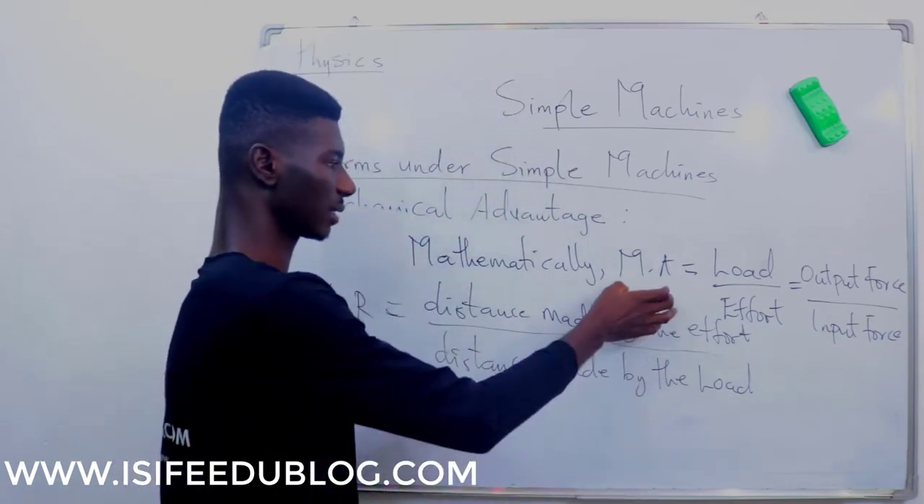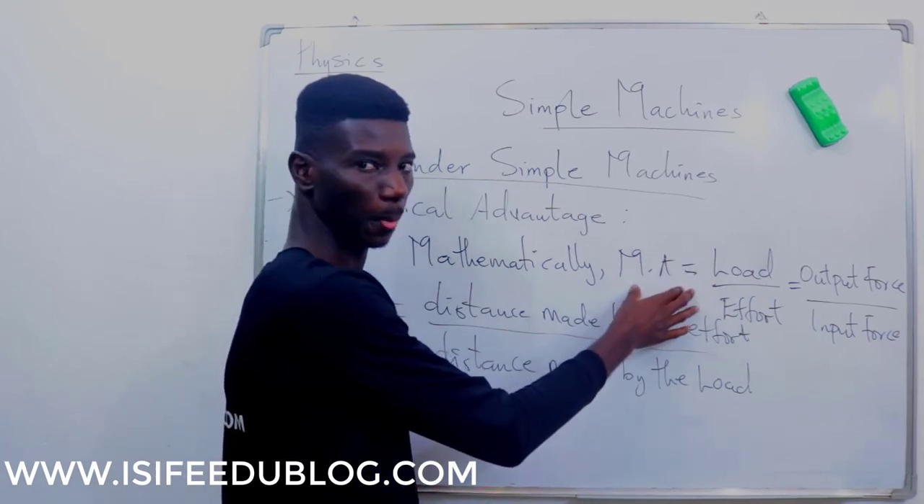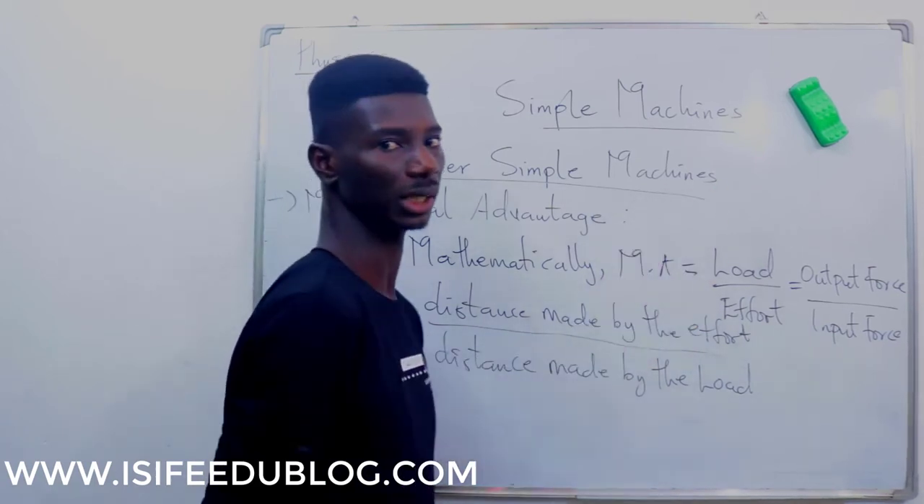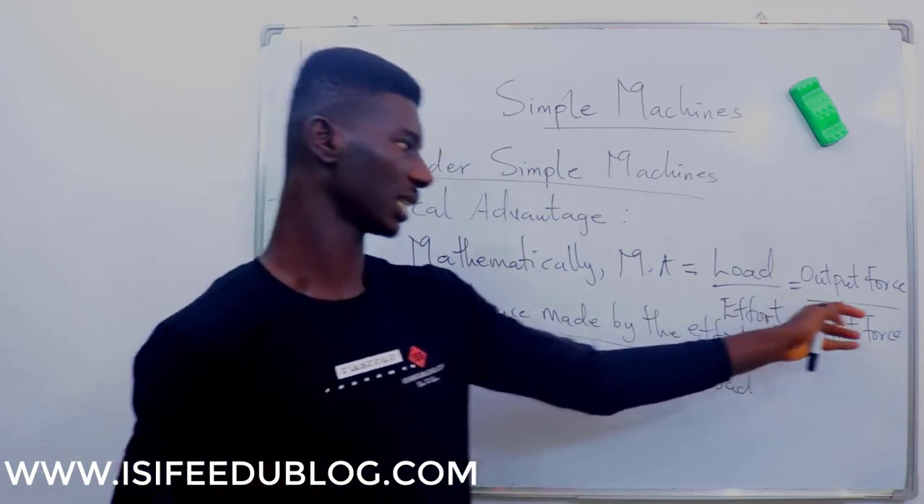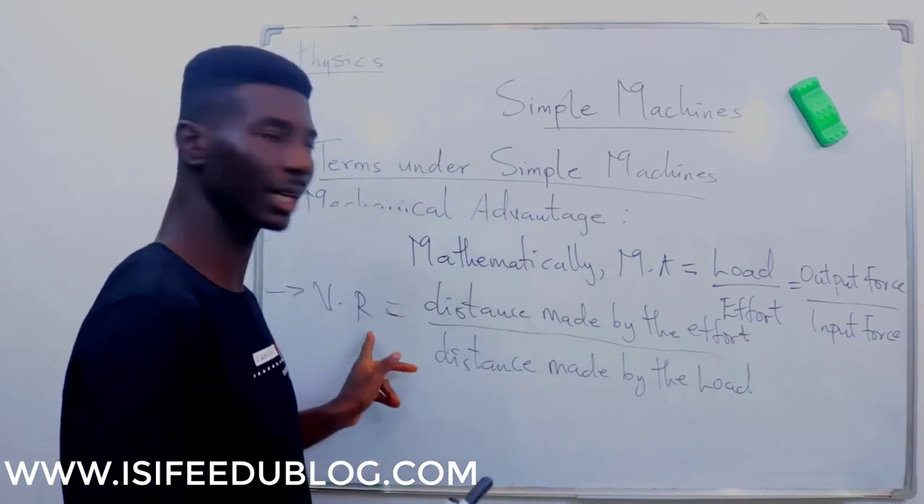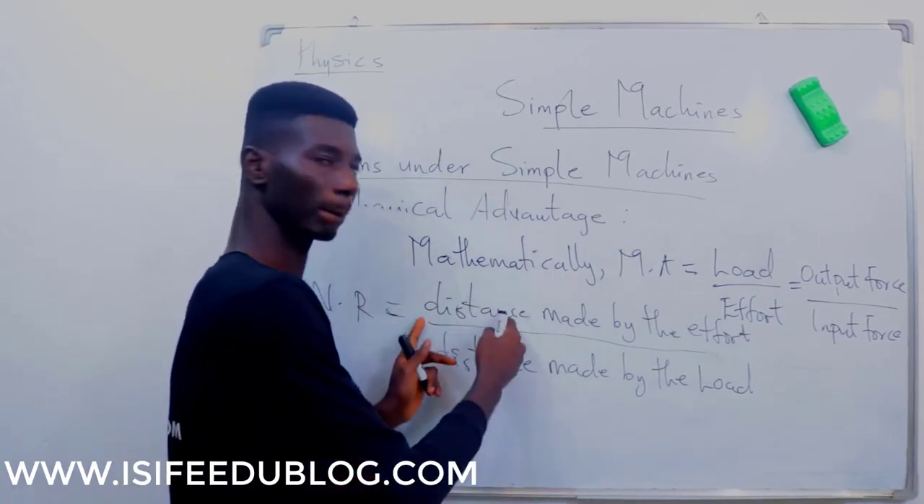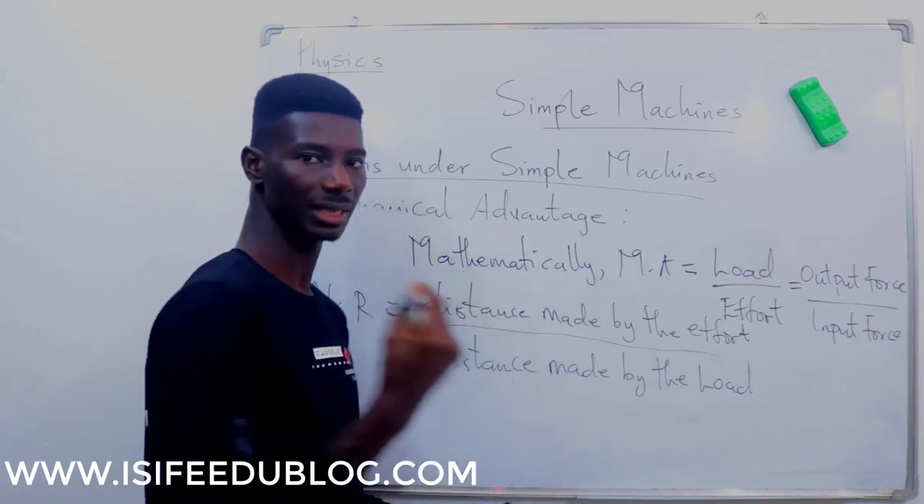Now, another important thing you should know about mechanical advantage and velocity ratio is they differ in terms of machine. Mechanical advantage is standard. This is fixed. It does not change no matter what the machine is. Mechanical advantage remains load over effort, that is output force over input force. But velocity ratio, as you can see, can never be static.